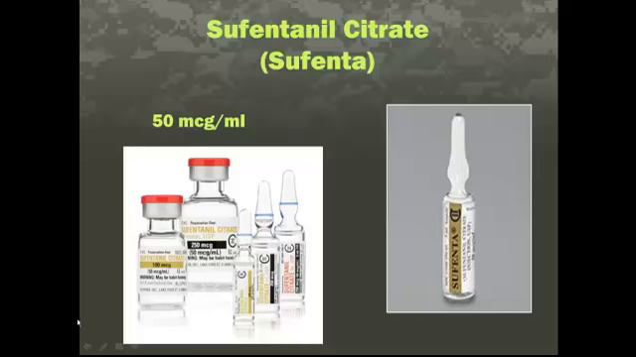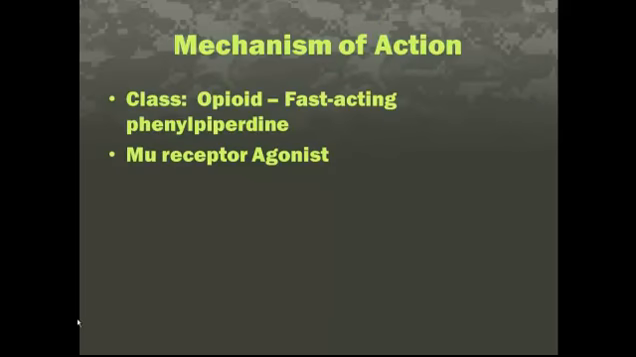Sufentanil citrate, or Sufenta, is supplied in 50 microgram per milliliter vials. The mechanism of action of sufentanil citrate is a fast-acting phenylpiperidine opioid that activates G proteins, specifically GI proteins, which cause enzyme regulation and ion channel regulation.